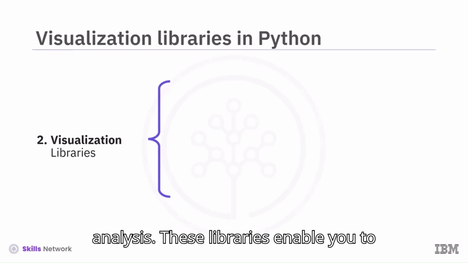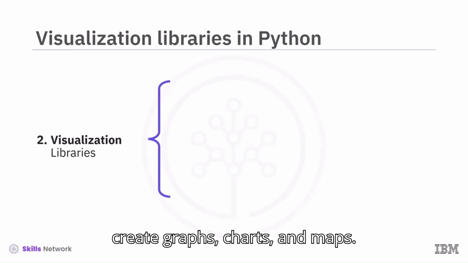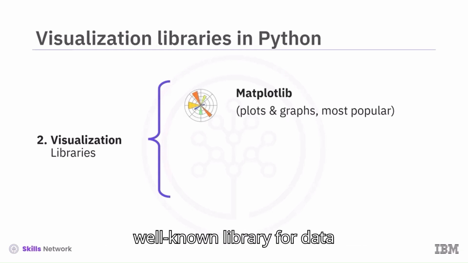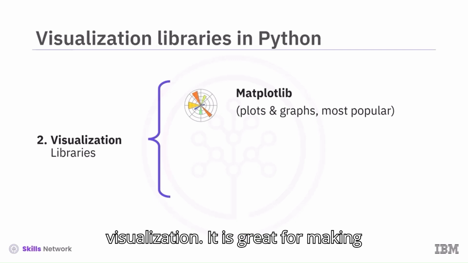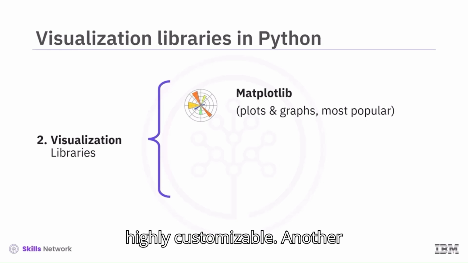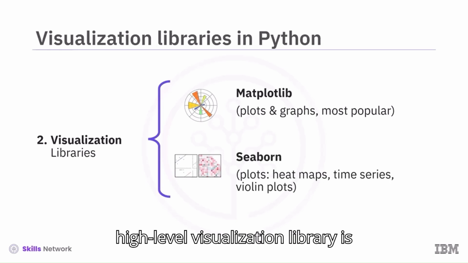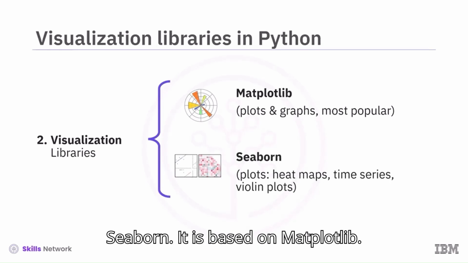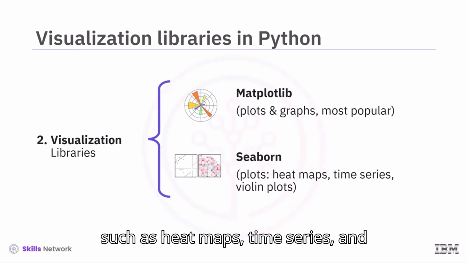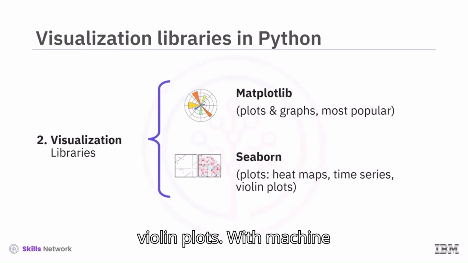These libraries enable you to create graphs, charts, and maps. The Matplotlib package is the most well-known library for data visualization. It is great for making graphs and plots. The graphs are also highly customizable. Another high-level visualization library is Seaborn. It is based on Matplotlib. It's very easy to generate various plots such as heat maps, time series, and violin plots.